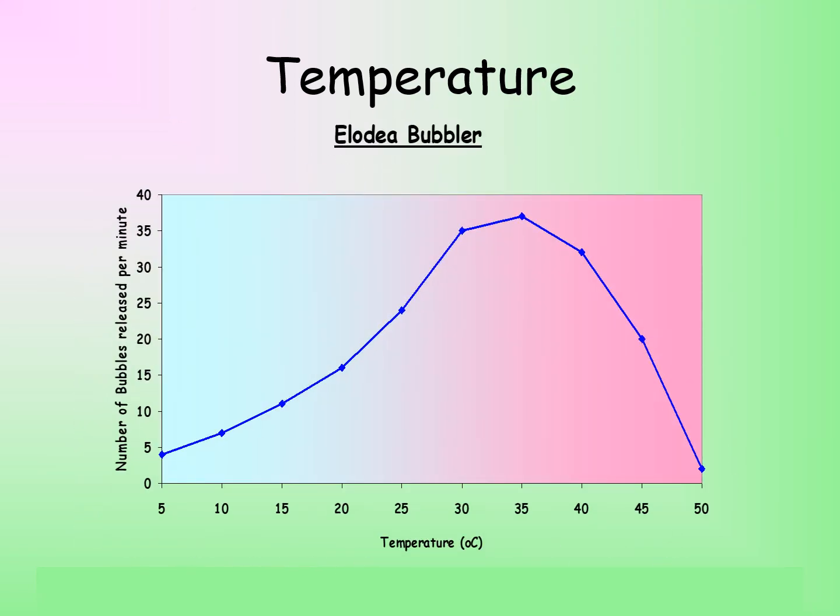And this is the graph that you would see. So as the temperature increases, the number of bubbles would increase and then would decrease. Because at low temperatures, the enzymes would be inactive. At optimum temperatures, they'd be most active, and at high temperatures the enzymes would be becoming denatured.